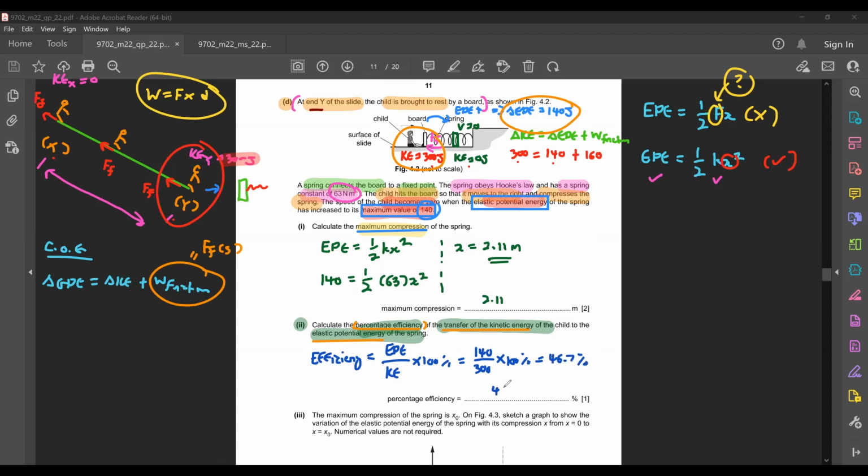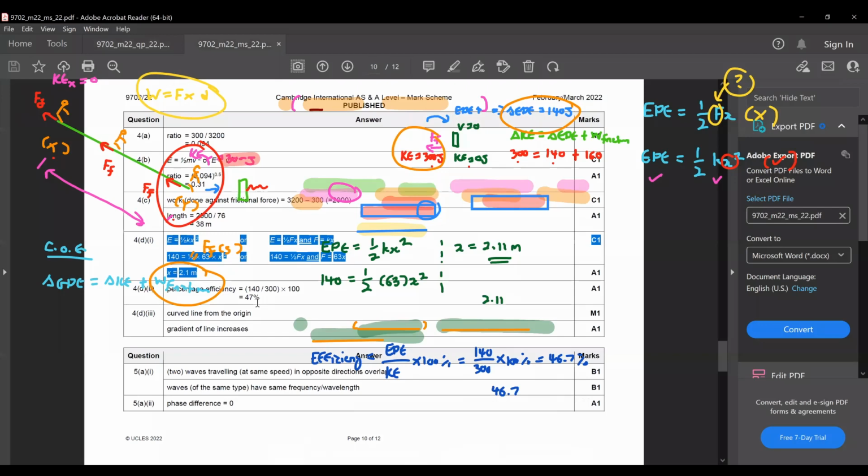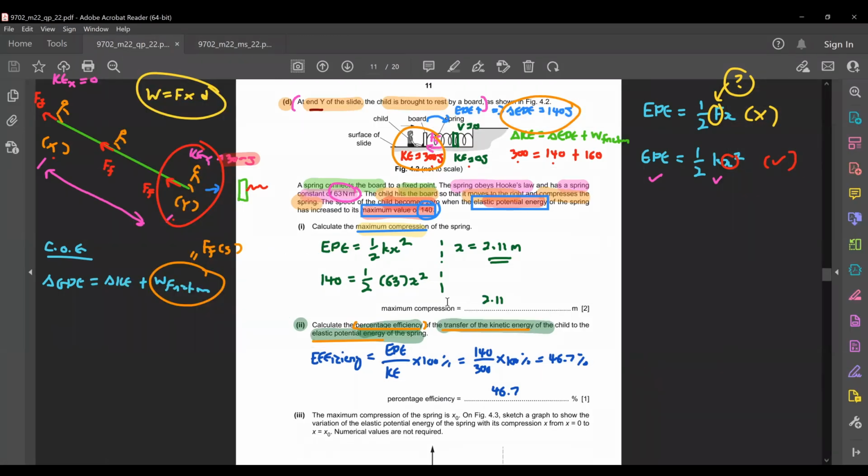46.7%. So let's check whether this answer is correct. Yes, it is 47% when rounded to 2 SF again. Then let's move on to the last question.